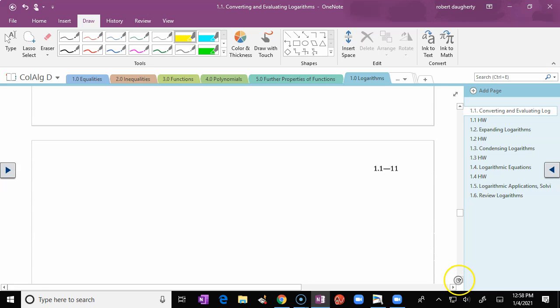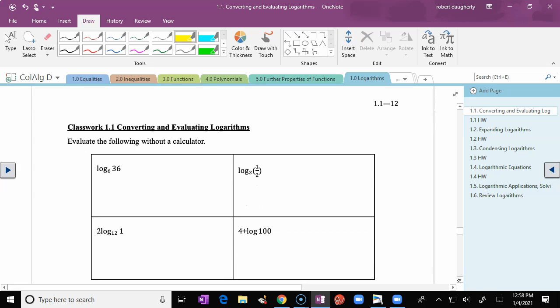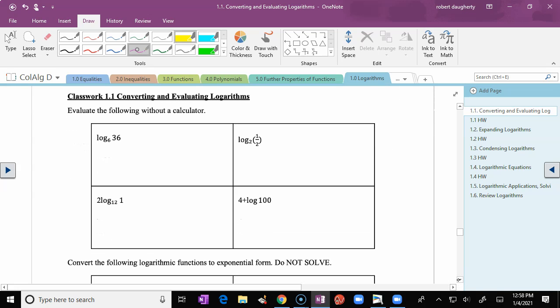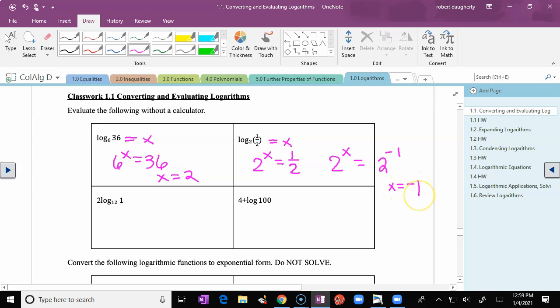So let's just take a look real quick at the review, some of the classwork that led into the homework that you did last night, just to make sure you're good with it. To evaluate this without a calculator, it's equal to x. Convert it to exponential. 6 to the x equal 36. x is equal to 2. This is equal to x. Convert it to exponential. 2 to the x equal 1/2. That means that 2 to the x equals 2 to the negative 1. That's what 1/2 is. x is equal to negative 1.